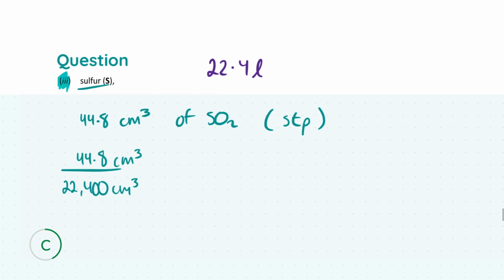And by dividing here, the centimeter units will cross off, which is good. What we're going to be left with, if you throw this into your calculator, is 0.002 moles. And this is going to be of our SO2. So I've just written that down, SO2. By using the molar volume here, we're able to convert and get the number of moles.